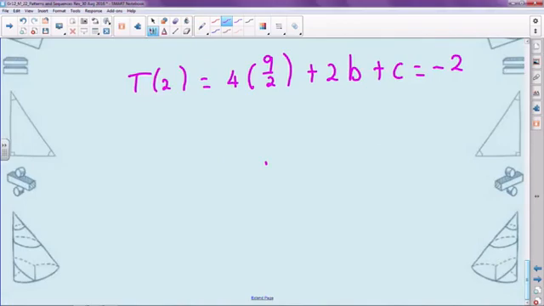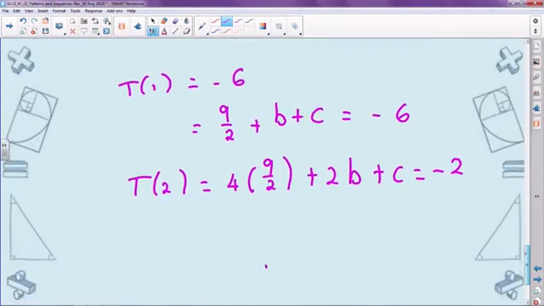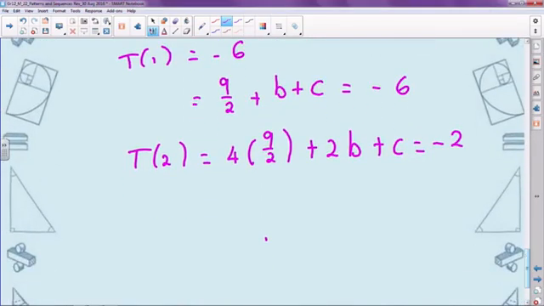Okay, we're then going to solve these simultaneous equations. Let's simplify it a little bit. So we can see that term 1 will be given by b plus c. So I'm just going to write this underneath here. b plus c is equal to minus 6 minus 9 over 2. Simplifying for term 2, 4 times 9 over 2, sorry. It's going to leave me with 2 over 1 times 9.